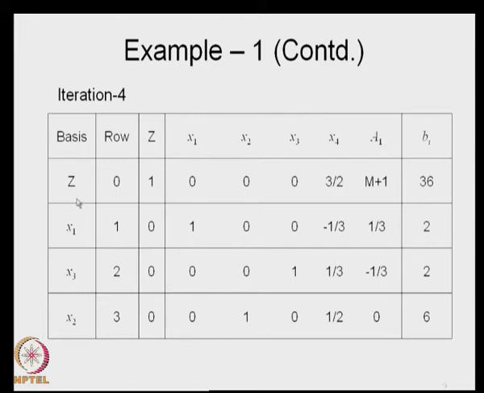What is the optimal solution? The solution is read as z is equal to 36, x 1 is equal to 2, x 3 is equal to 2, x 2 is equal to 6. So, this is the solution.